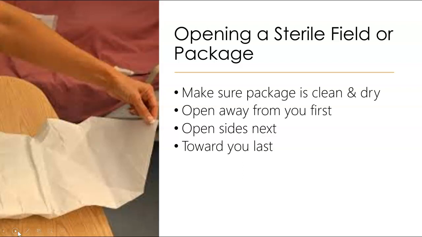So first and foremost, you want to make sure that the package is clean and dry. So if it's wet, then it's no longer sterile. You want to first open this flap away from you first whenever you're opening your sterile field, because that's going to help prevent you from reaching over the sterile field once it's all open. Then you're going to open the sides, and then you're going to open what's towards you last. So this is the best way to do it to make sure that you're not reaching over the sterile field.